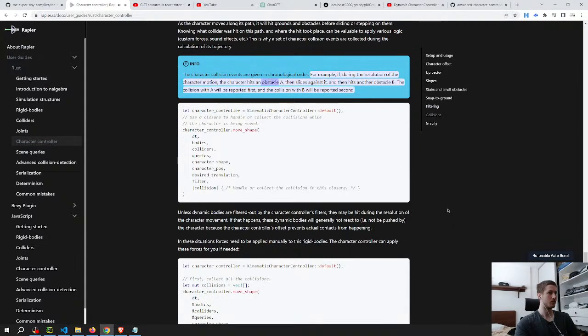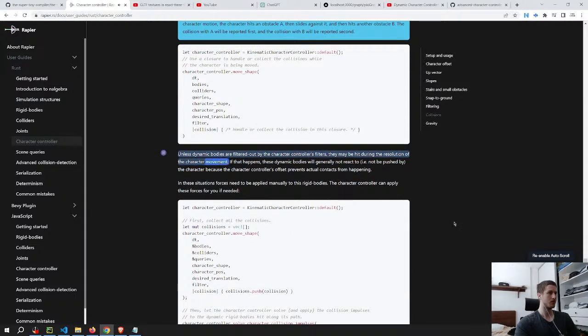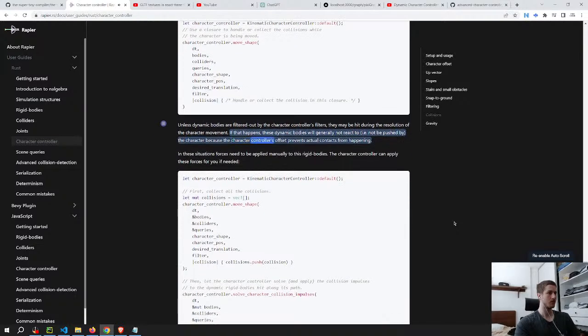For example, if during the resolution of the character motion, the character hits an obstacle A, then slides against it, and then hits another obstacle B, the collision with A will be reported first, and the collision with B will be reported second. Unless dynamic bodies are filtered out by the character controller's filters, they may be hit during the resolution of the character movement. If that happens, these dynamic bodies will generally not react to, i.e. not be pushed by, the character because the character controller's offset prevents actual contact from happening.